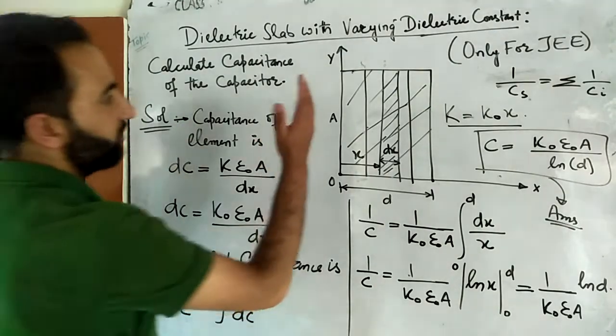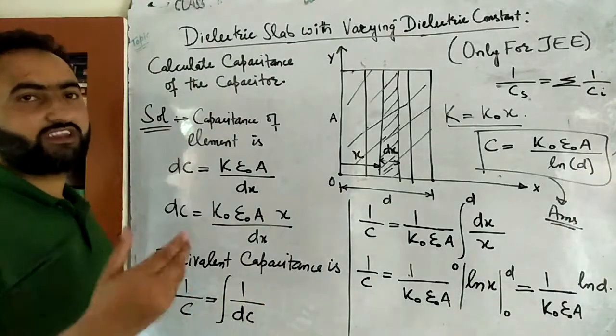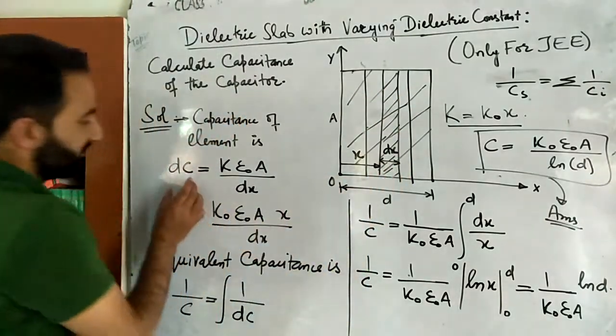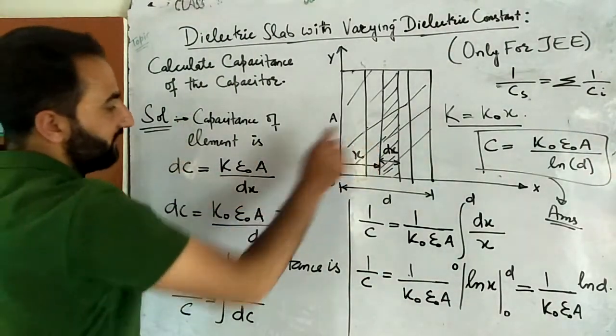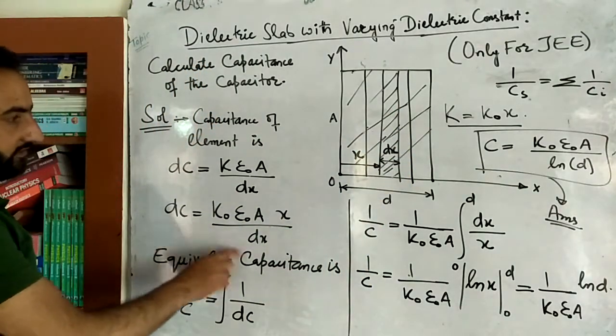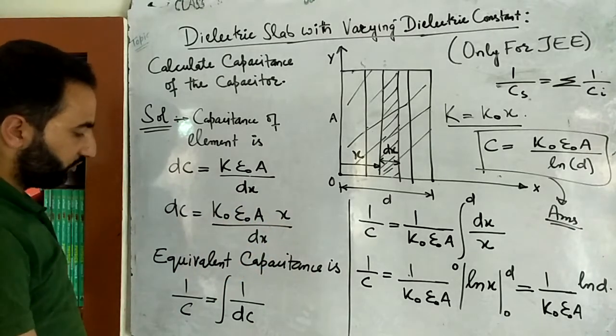So what I will do is chop this into infinitely many pieces, calculate the capacitance of one such piece, and then go for the integration. So this is one such piece. Its capacitance dC is equal to dielectric constant multiplied by epsilon naught multiplied by area A, divided by the width, that is dx. Simply K can be replaced by K naught multiplied by x, where K naught is a constant.